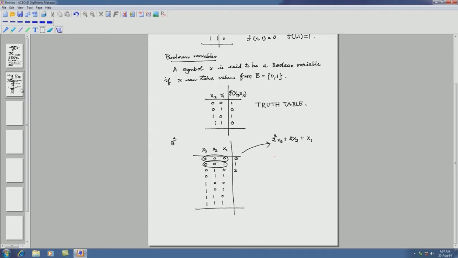When it is 0, 1, 1, now let us check. When x3 is 0, so that is 2 square into 0, then x2 is 1, that is 2 into 1 plus x1 is 1, that is 1. So, this gives me 3. And the next one is 2 square into 1 plus 2 into 0 plus 0, which is equal to 4. Continuing in this way, we will see that the rest of the elements correspond to the decimal numbers 5, 6 and 7. So, this is something that we will be calling a decimal code.